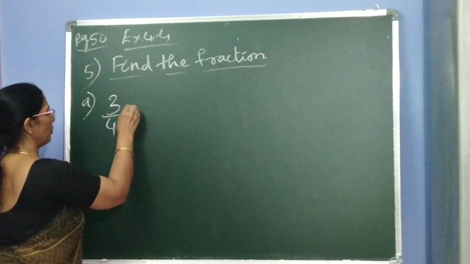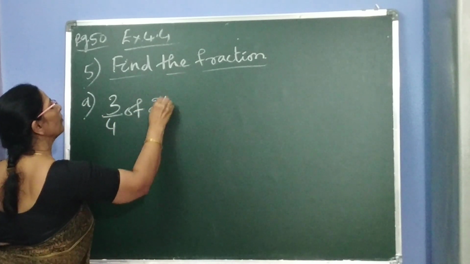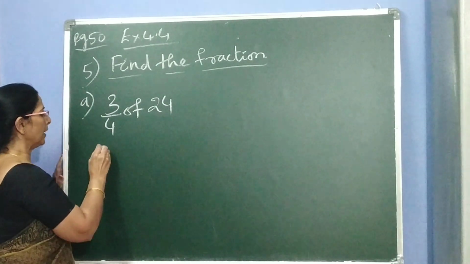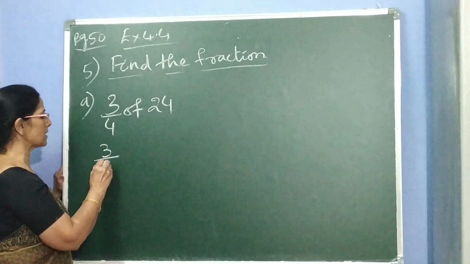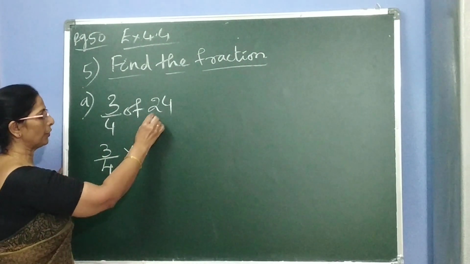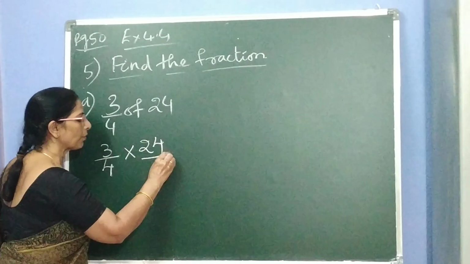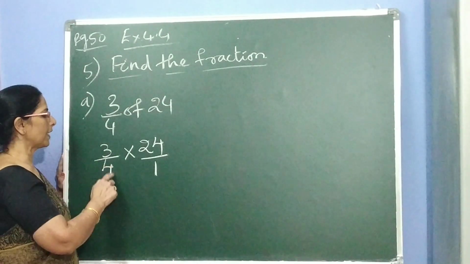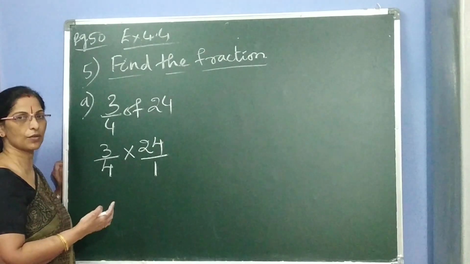3 by 4 of 24. Do you know what is the meaning of "of"? Here, how can we write it? This also you learned in the previous class, fourth class. 3 by 4 of is into 24. It has no denominator, so we can write 1 as a denominator. 3 by 4 into 24 by 1. Now same as usual multiplication of fractions.